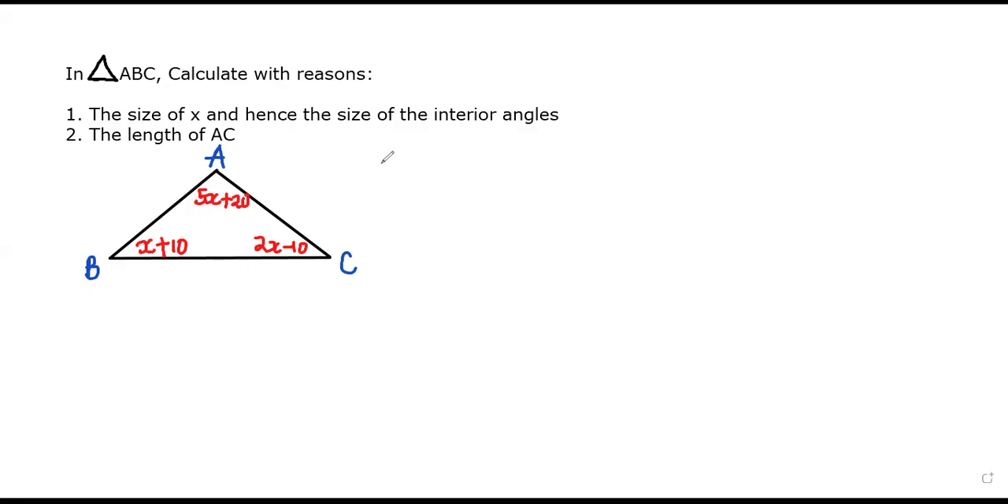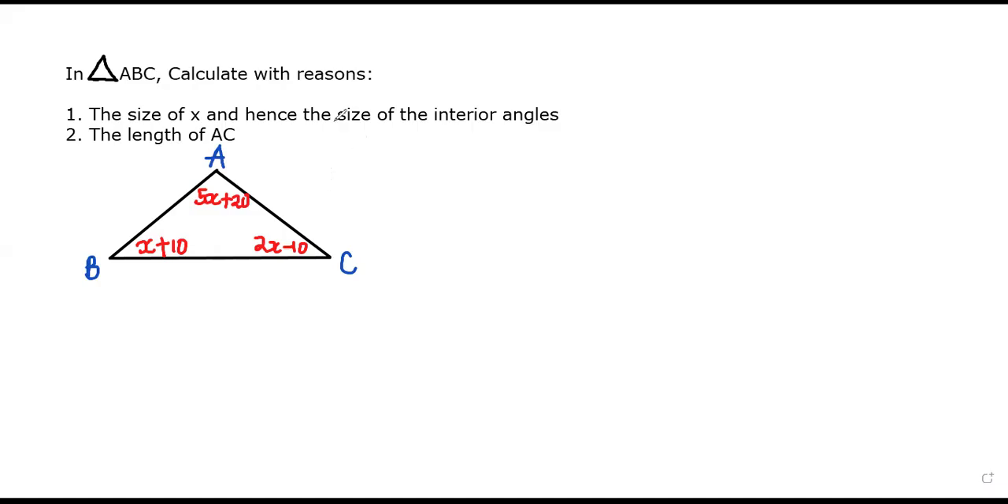So here they're saying in triangle ABC, calculate with reasons the size of angle X and hence the size of the interior angles. When they speak about the size of the interior angles, they basically want us to calculate the size of each and every angle, right? And then number two, they want us to calculate the length. The length of what? The length of AC.